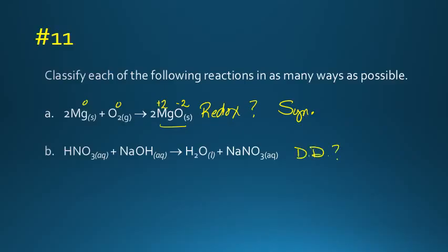What type of double displacement? Well, that means we need to look at these. This one's an acid. It's one of the strong acids I said you need to know. This one's a base. It's the same base you used in your lab. We made water and a salt. Therefore, it is also acid-base.